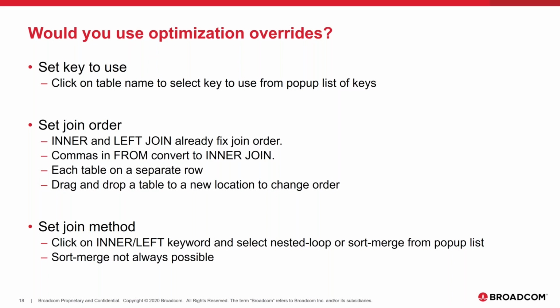Keep in mind, if you use inner or left join syntax, the order is already fixed. So that's only when you use commas in the from clause. But we could also have a drop-down list where you could select whether you want to use a merge join or not. Now, using merge join is restricted. You have to have an equijoin and a few other restrictions. But if it's possible, you could switch, or maybe it selected merge join, but the filter factors weren't estimated well, and it's actually better to use a nested loop, and you could control that.